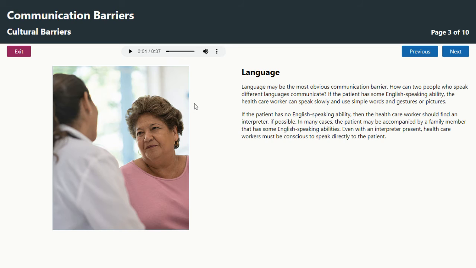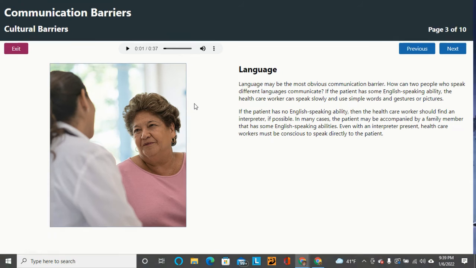Language may be the most obvious communication barrier. How can two people who speak different languages communicate? If the patient has some English speaking ability, the healthcare worker can speak slowly and use simple words and gestures or pictures. If the patient has no English speaking ability, then the healthcare worker should find an interpreter if possible. In many cases, the patient may be accompanied by a family member that has some English speaking abilities. Even with an interpreter present, healthcare workers must be conscious to speak directly to the patient.